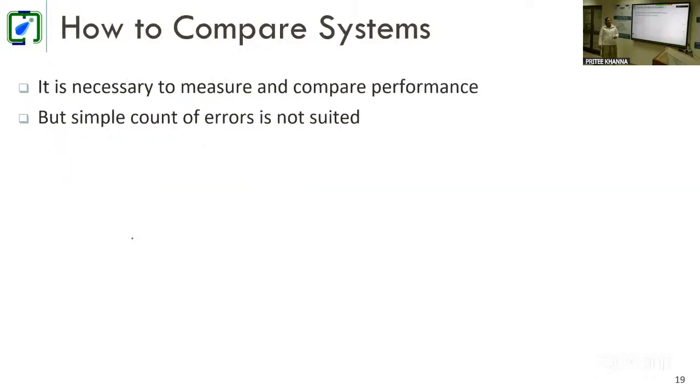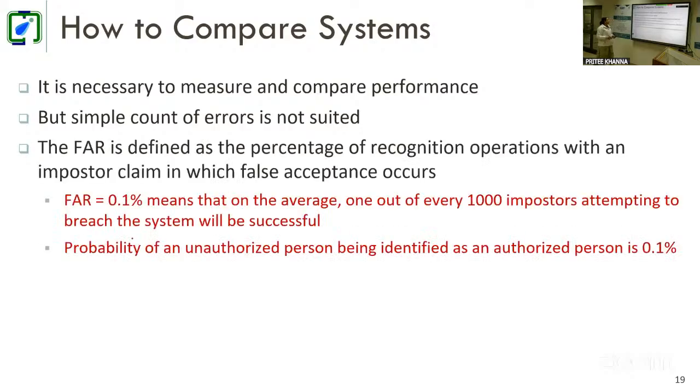Now the question comes, how are we going to compare the systems? We need to compare the systems and tell something about the performance. If we go with a simple count of errors, say I'm running it for 100 users and this is my count, next time I'm running it for 200 users and this is my count, that is not going to serve. So what we need to find out is the false accept rate or false reject rate.